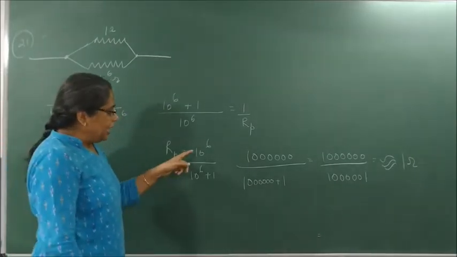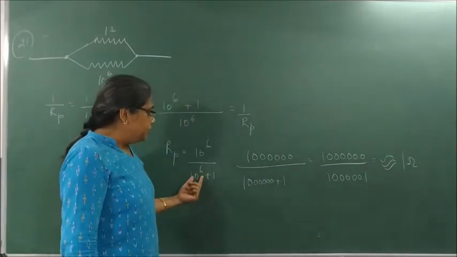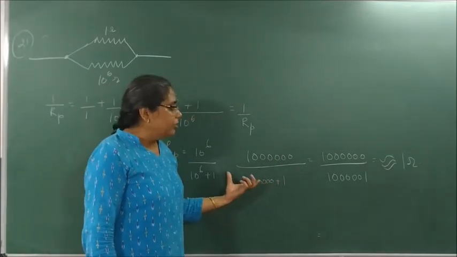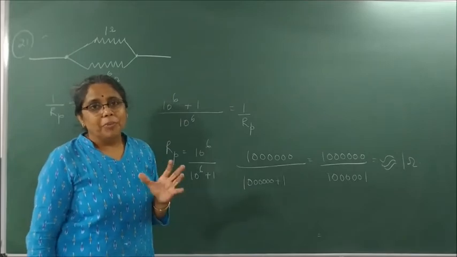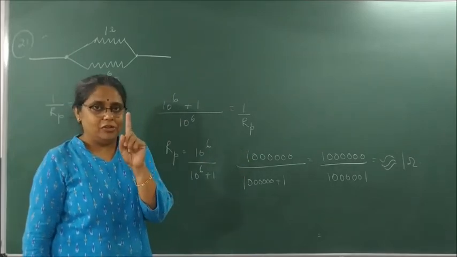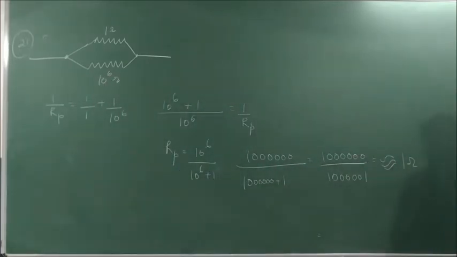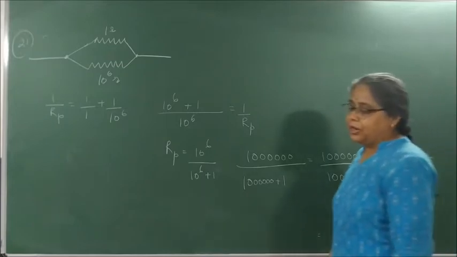Yeah, so very simple. I wrote this as 10 to the power of 6 by 10 to the power of 6 plus 1. Here, because there is not much difference between the denominator and the numerator, only a difference of 1, we approximate it to be how much ohms? 1 ohm.